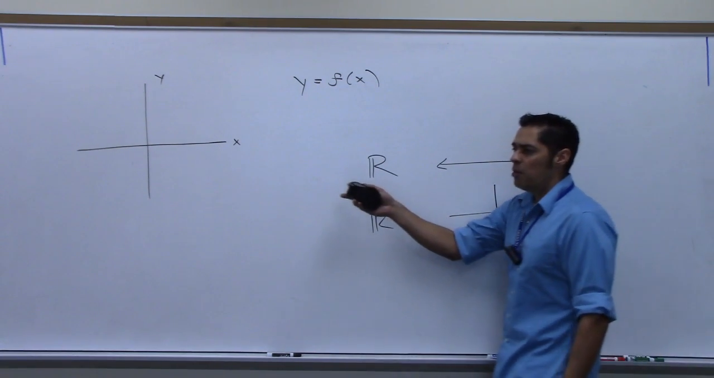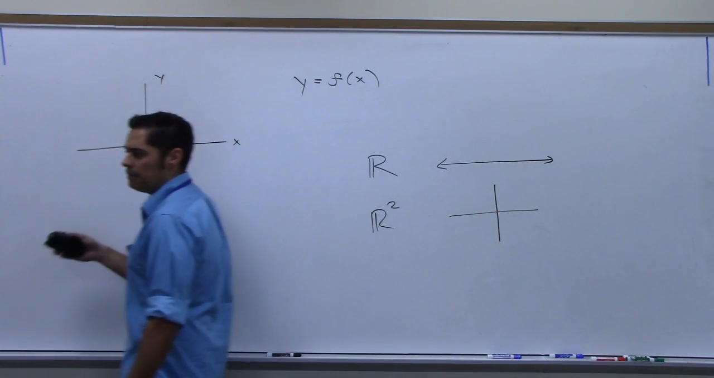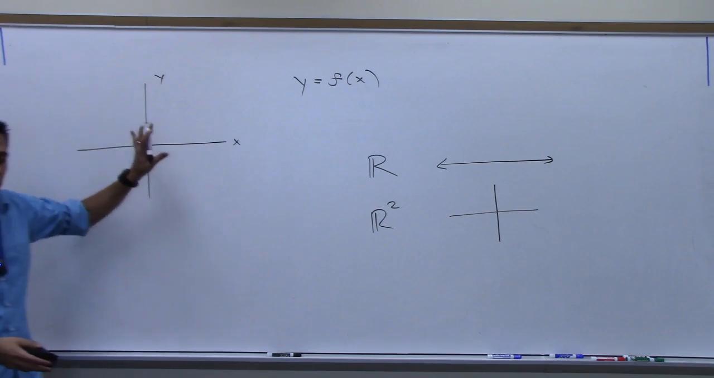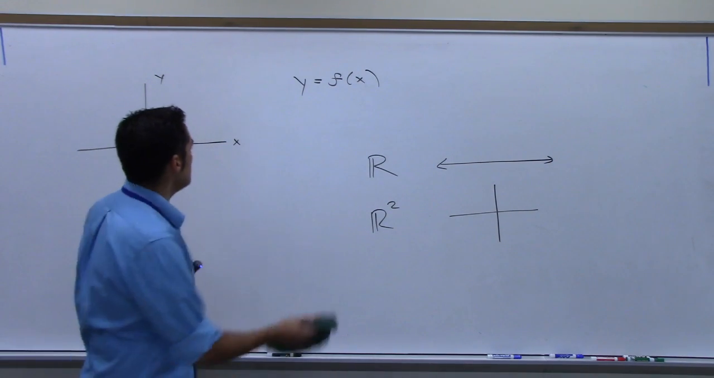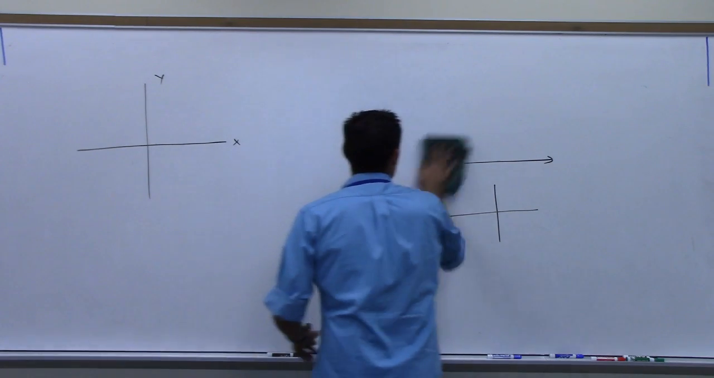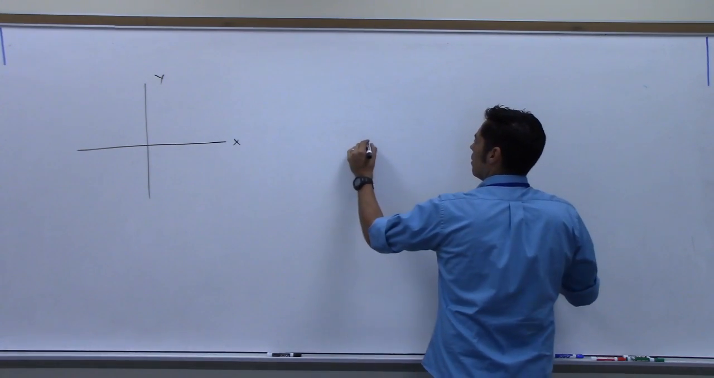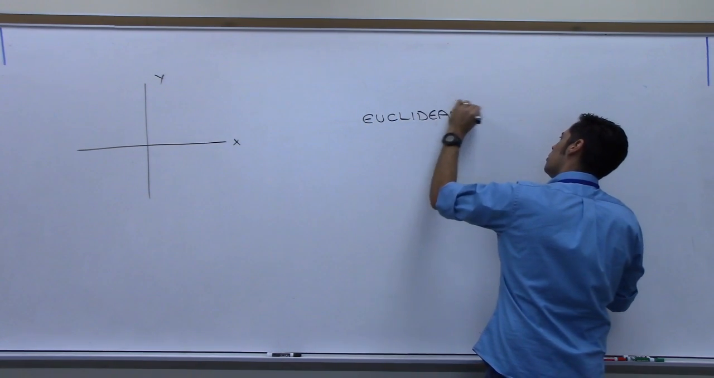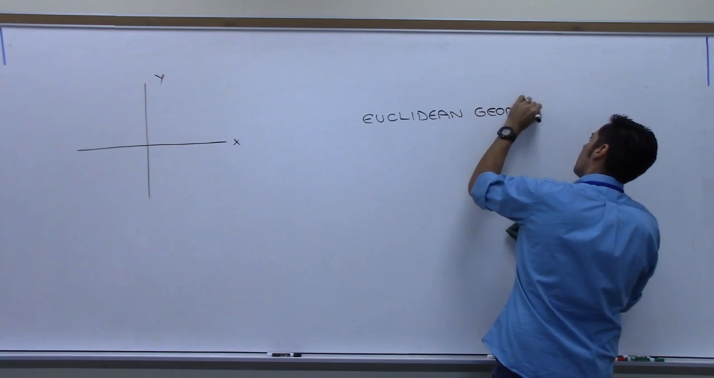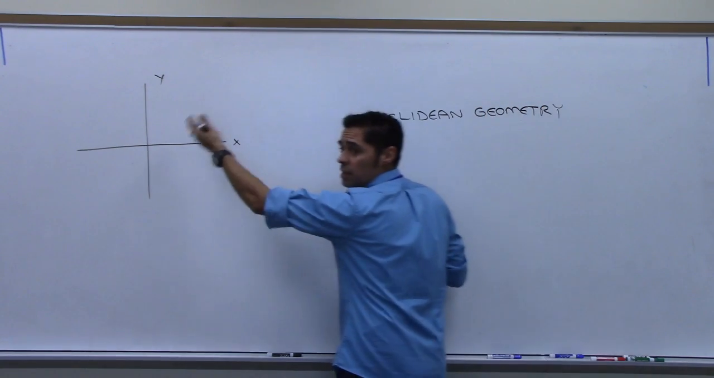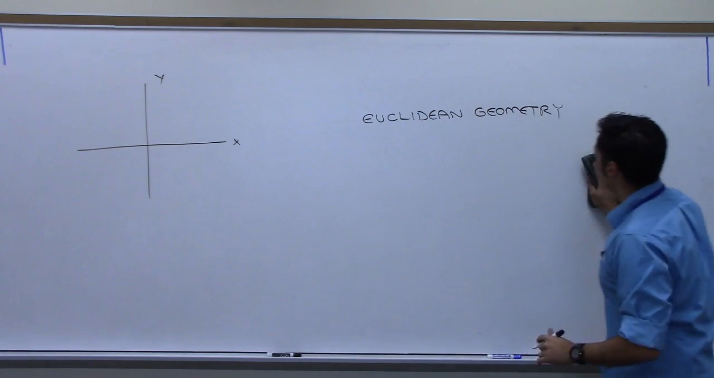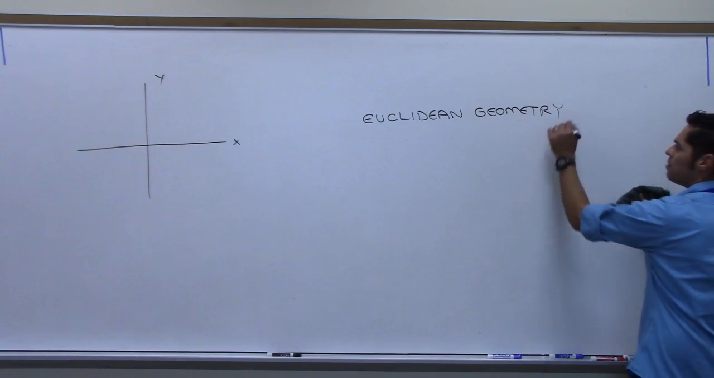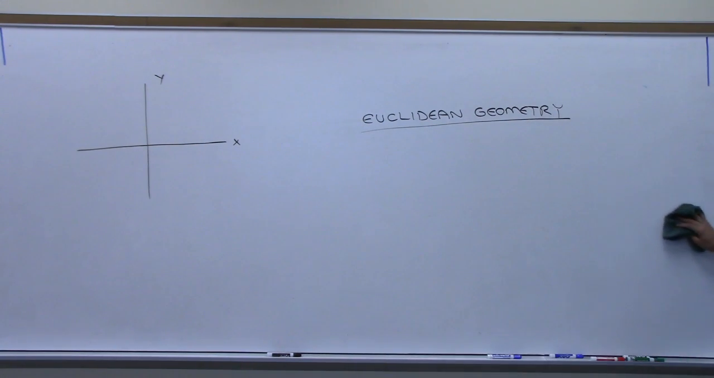R2 is called the Euclidean plane. Euclid was a mathematician, and we have a lot of rules in Euclidean geometry. Tell me some of the rules in Euclidean geometry. I'll give you a hint. So this is called the Euclidean plane, Euclidean geometry. Did I spell that right? That doesn't seem right. Yeah, I'm not a spelling major.